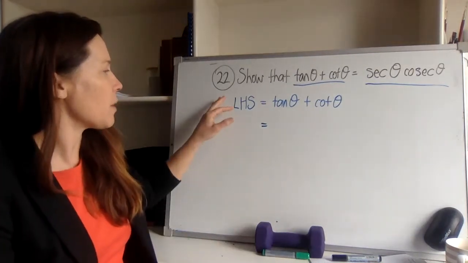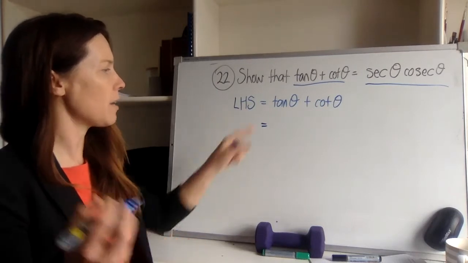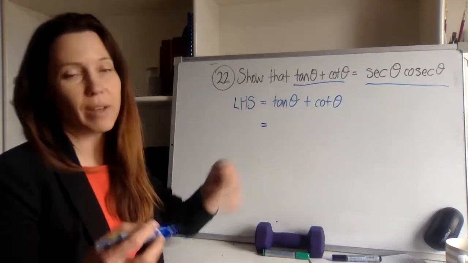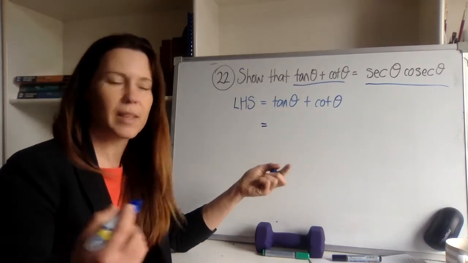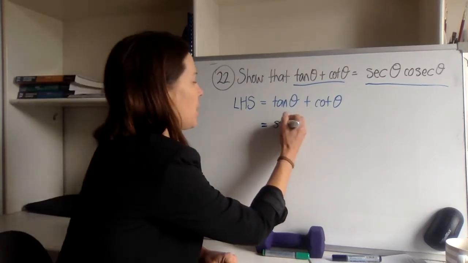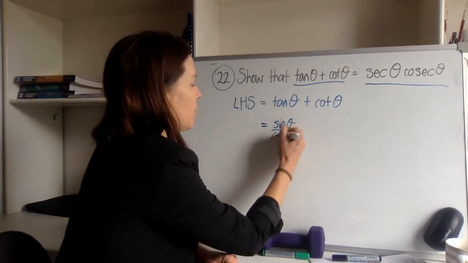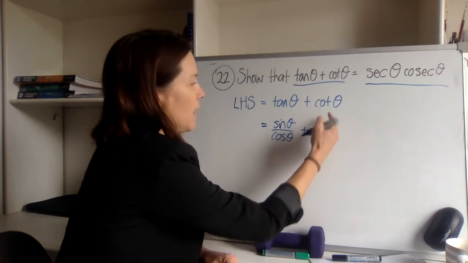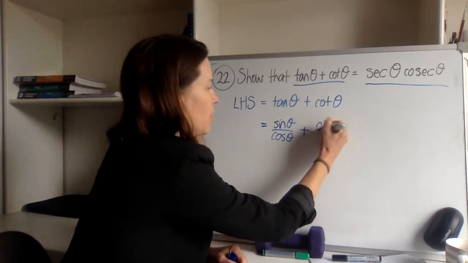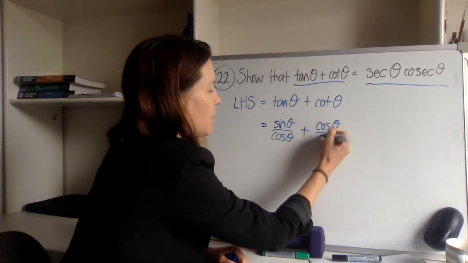So I start with writing what the left-hand side is, and now I want to express both of these, if I can, in terms of sine theta and cos theta. So I know that the tan of theta is sine theta over cos theta, and I know that the other one is just the reciprocal of that. So write the same thing but upside down.